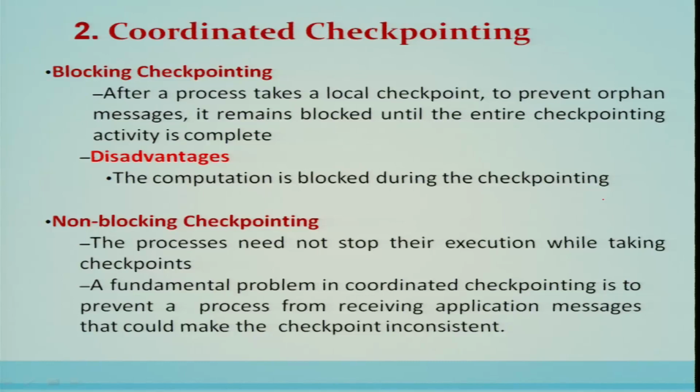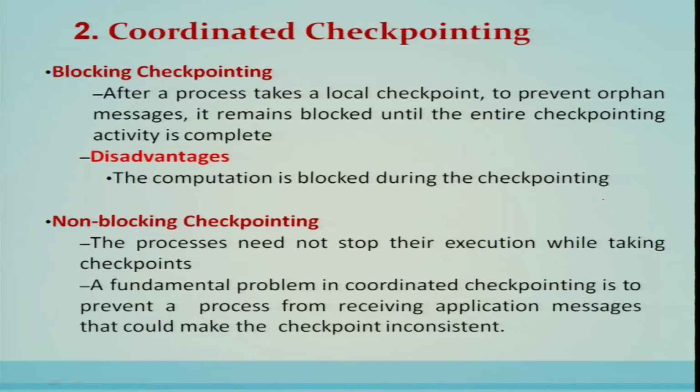Another type of checkpointing is called coordinated checkpointing. Coordinated checkpointing is of two types that we have seen in the previous slides. The first one is the blocking checkpointing. After a process takes a local checkpoint, to prevent the orphan messages, it remains blocked until the entire checkpointing activity is complete. That means while the checkpointing is taking place, it is not allowed to send further messages, hence it is called a blocked state. The disadvantage here is that the computation is blocked during the checkpointing state.